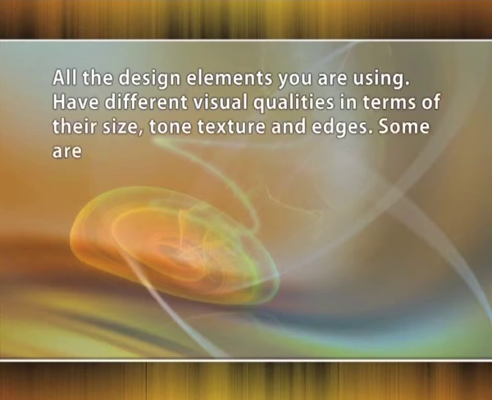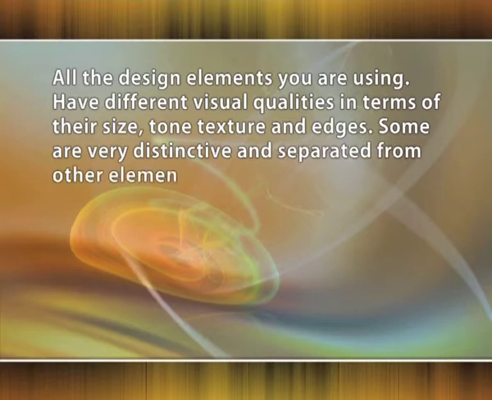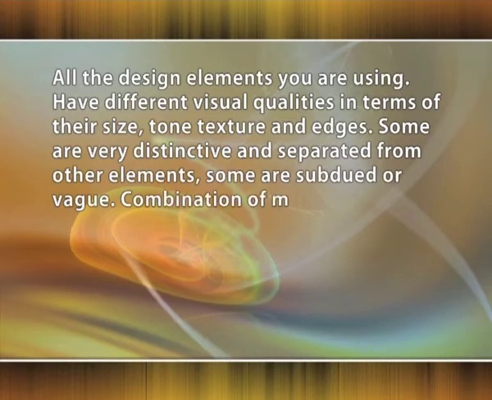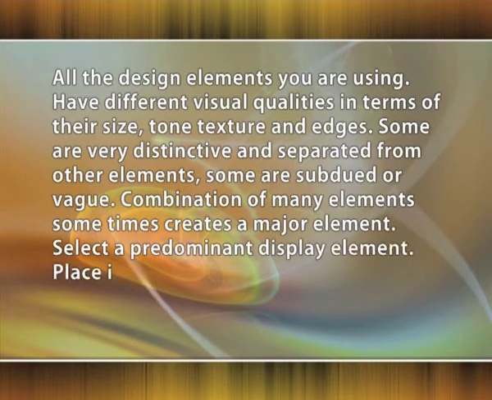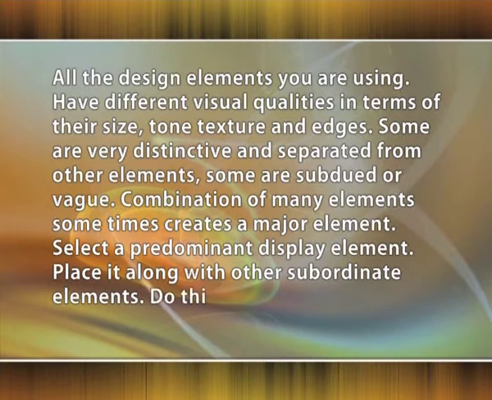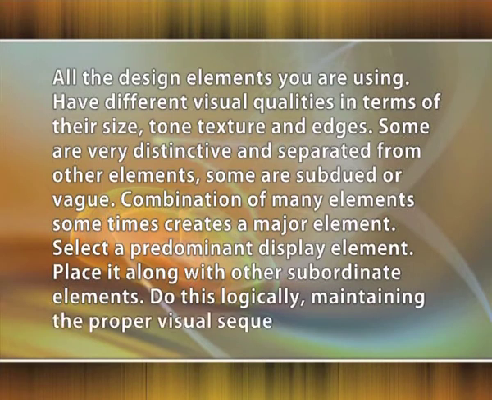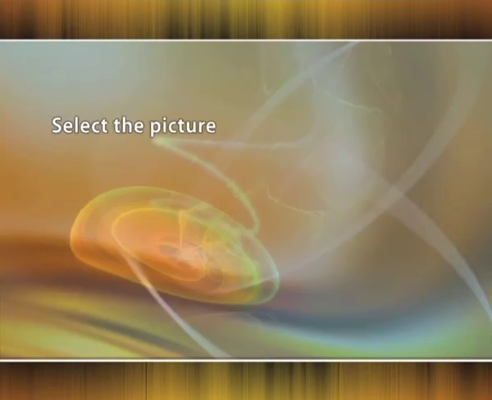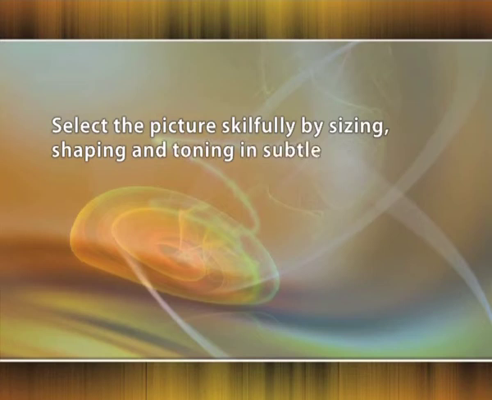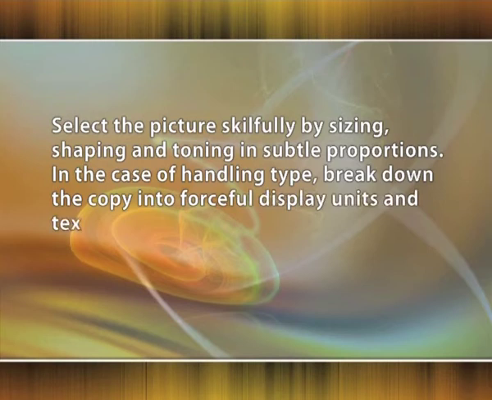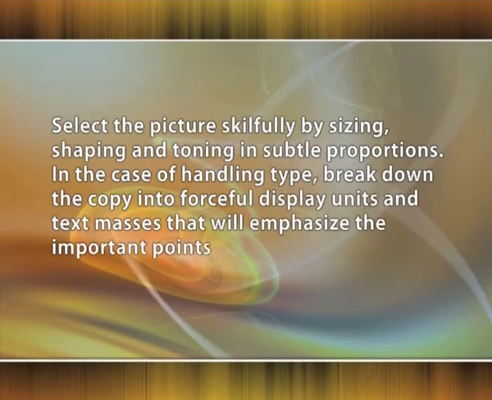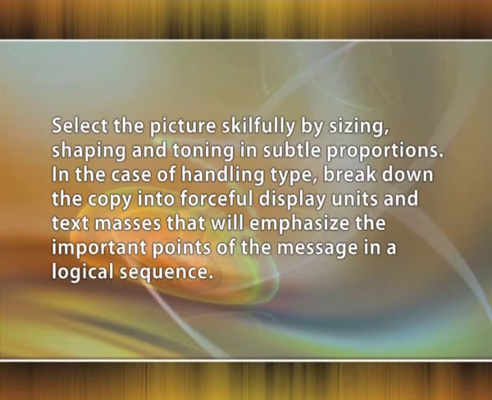Size, tone, texture and edges. Some elements are very distinctive and separated from others, some are subdued or vague. A combination of many elements sometimes creates a major element. Select a predominant display element. Place it along with other subordinate elements. Do this logically, maintaining the proper visual sequence. Select the picture skillfully by sizing, shaping and toning in subtle proportions. In the case of handling type, break down the copy into forceful display units and text masses that will emphasize the important points of the message in a logical sequence.